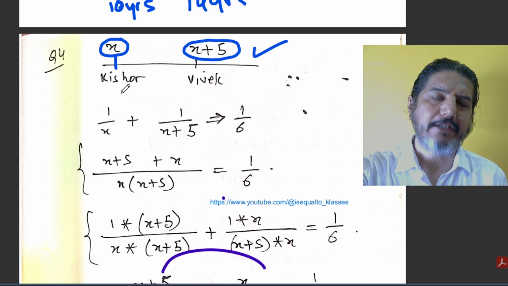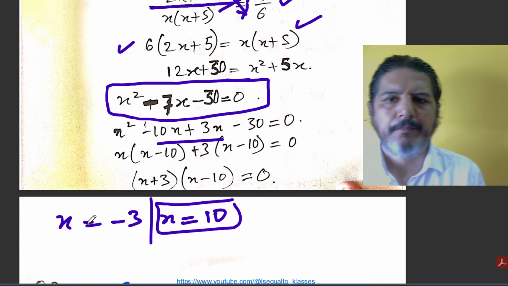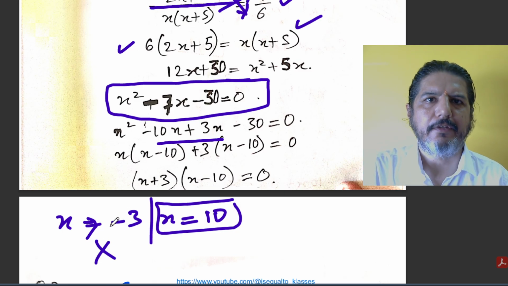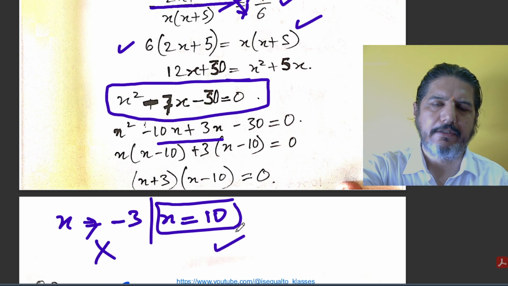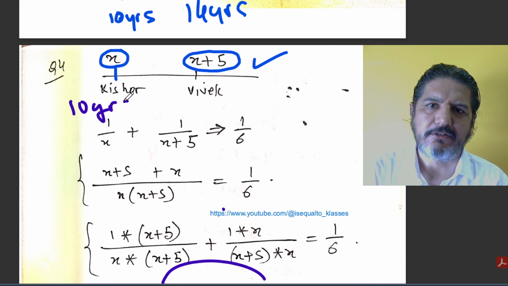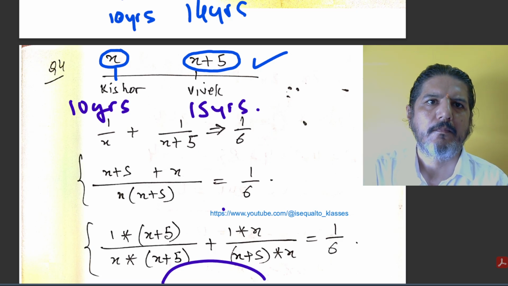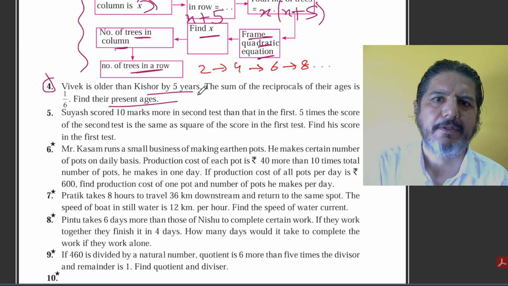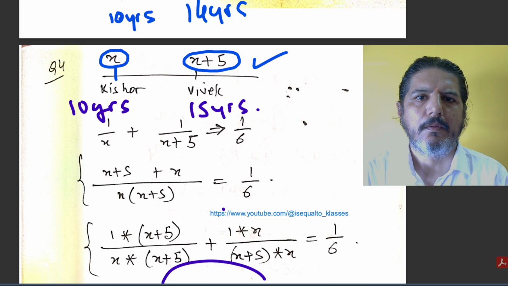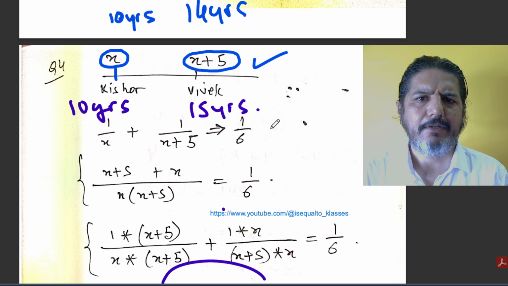Now look carefully, what was our x? Our x was the age of Kishor. Age of Kishor can't be negative. So you'll have to mention here that ignoring x is equal to minus 3 because age can't be negative. So x is equal to 10. So what you have understood now is that age of Kishor is 10 years. And therefore age of Vivek will be 15 years. What are they asking? They are asking their present ages. So our answer would be age of Kishor is 10, age of Vivek is 15, and we can verify this answer.